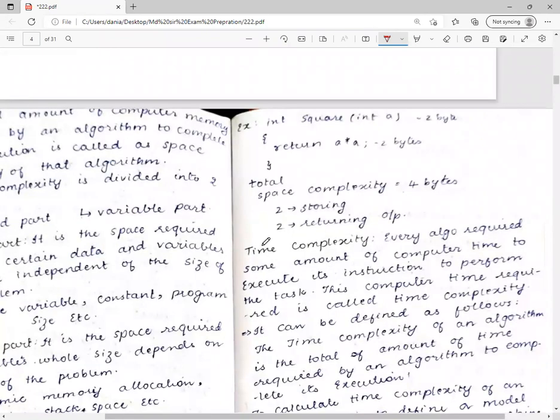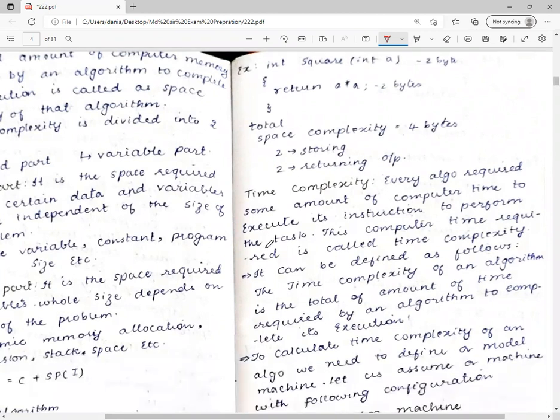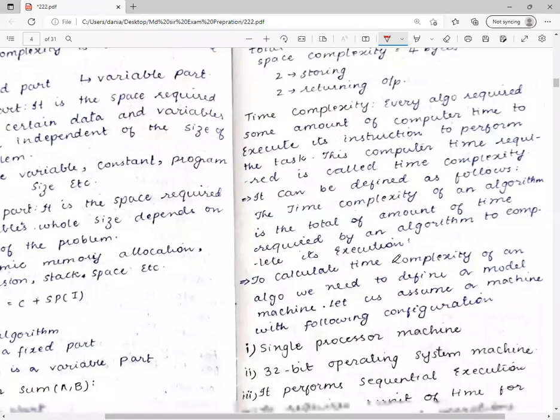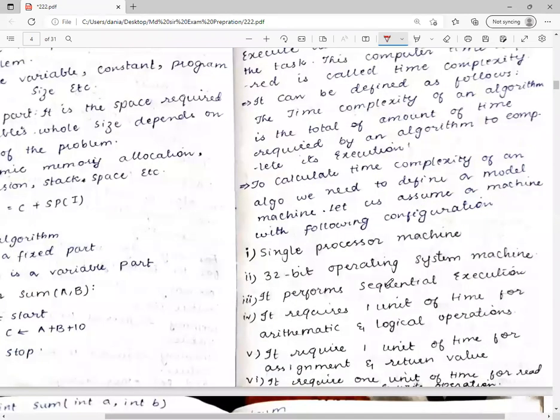Time complexity. Every algorithm requires some amount of computer time to execute its instructions and perform the task. This computer time required is called time complexity. It can be defined as follows: the time complexity of an algorithm is the total amount of time required by the algorithm to complete its execution.